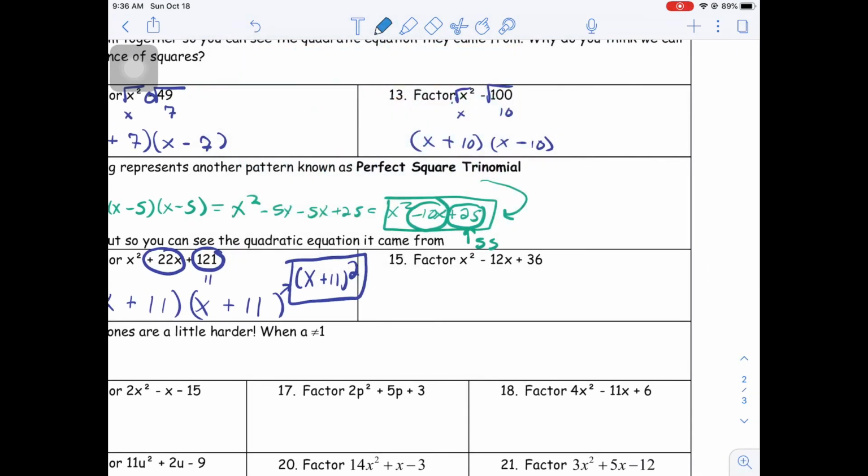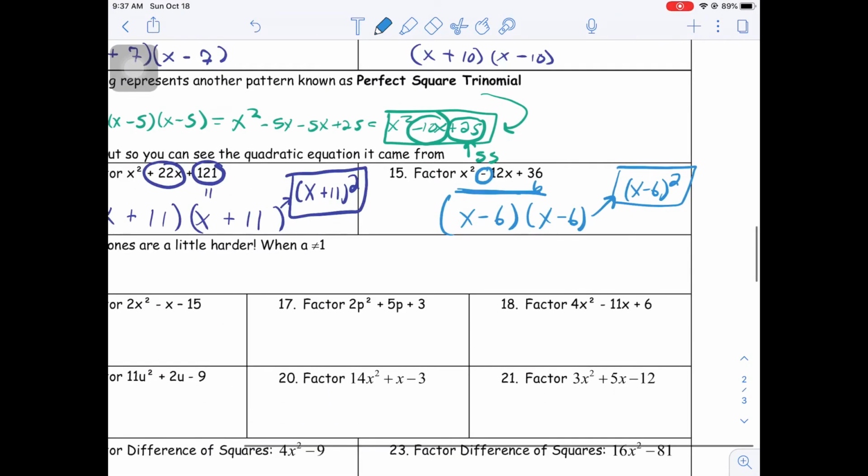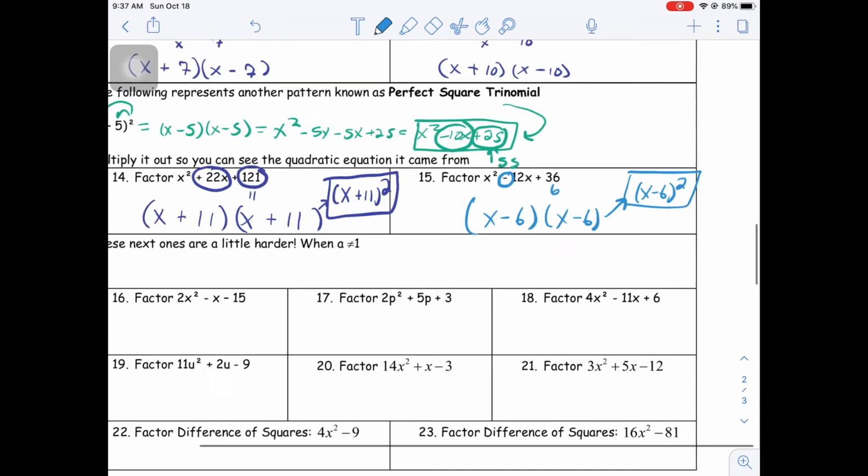Let's take a look at the next one. 36. So that tells us 6 is going to be what's going in there. What is the 6? It's negative 6. So we have x minus 6, x minus 6, and then we're going to go x minus 6 squared. Okay, so hopefully perfect square trinomials are also easy. The hard part about them is recognizing that it's a perfect square trinomial, because I'm going to throw in something like this next to something that might look like this, number 10. So just recognizing the perfect square trinomials is the harder part in these.